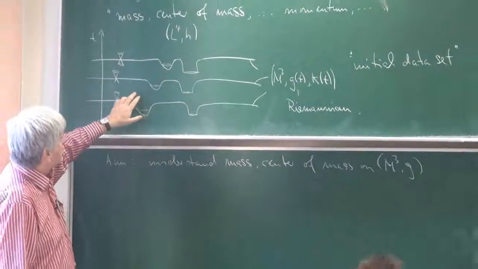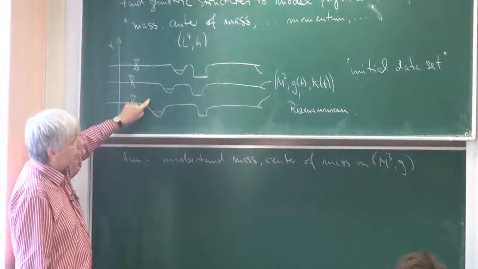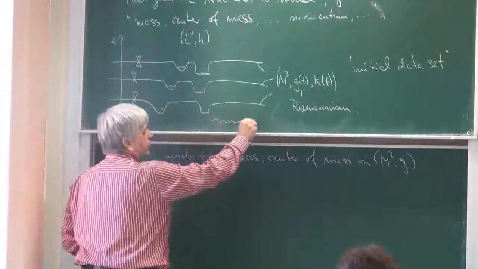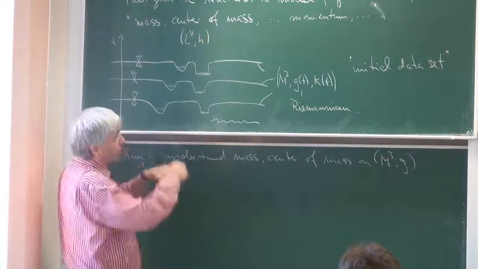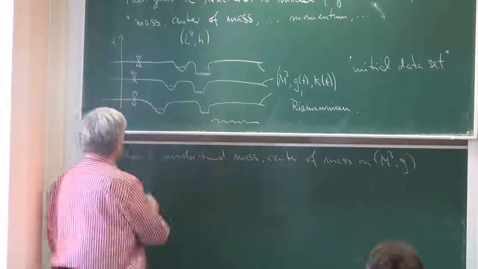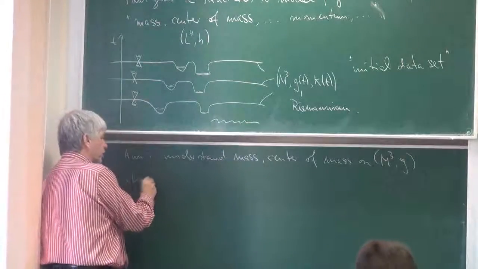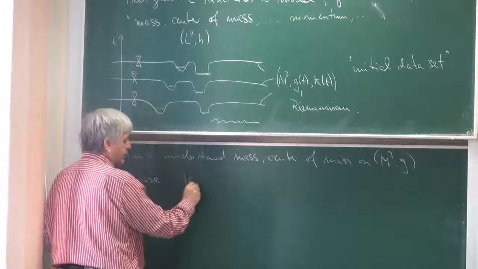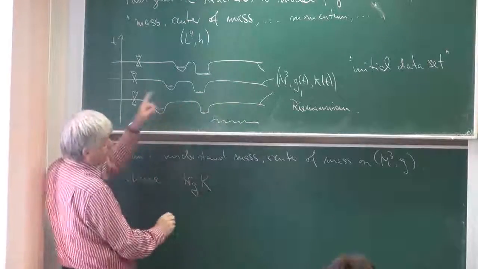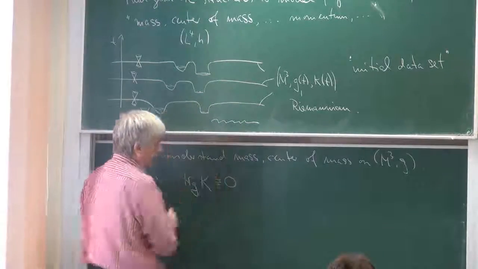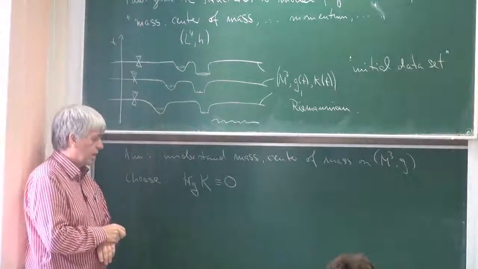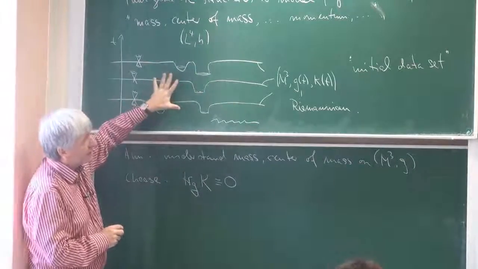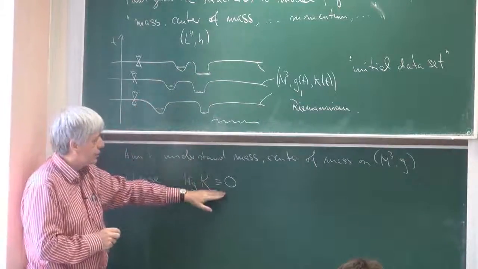So what is a good restriction? First of all, you have to make a good choice of this Riemannian three-manifold. No use to put a Riemannian three-manifold which looks like that. That's not good. You want to go through as straight as possible. So a good choice is to ask that the trace with respect to G of K is identically zero. This is the mean curvature of the three-manifold with respect to the Lorentzian four-manifold. So you ask that this is equal to zero.